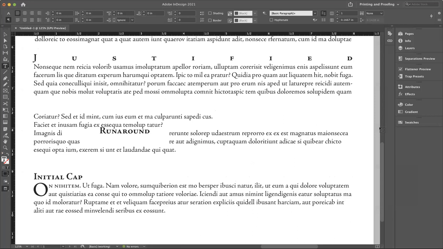Down below that, we have runaround. Runaround, also known as text wrap, means the text goes around things. In this case, it's going around the text box that has the word runaround in it. See what I did there?